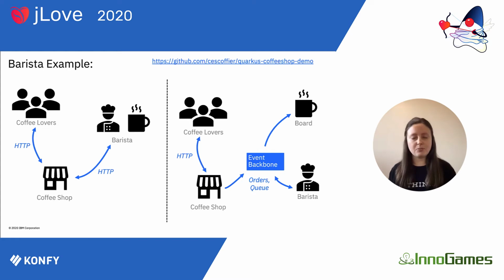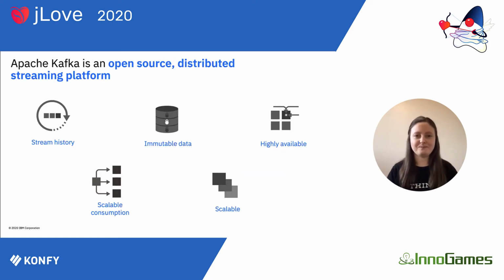And when people are starting to build these kind of applications and looking at what they should have as their event backbone, you'll find that often Kafka gets thrown around a lot. So for those of you who don't know, Kafka is an open source distributed streaming platform. It provides stream history, so it's slightly different from some other messaging systems you might have come across. So you can reread the same message multiple times. It has immutable data, and it's really built to be highly available, highly scalable, and provide very scalable consumption. So you can have a lot of consumers reading all from the same place in Kafka.